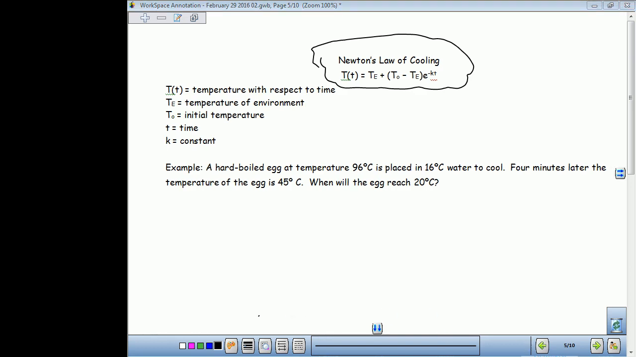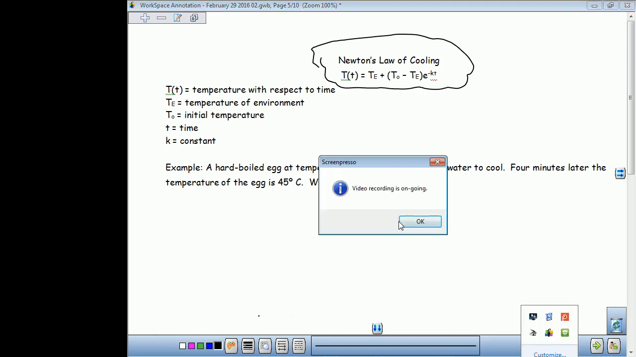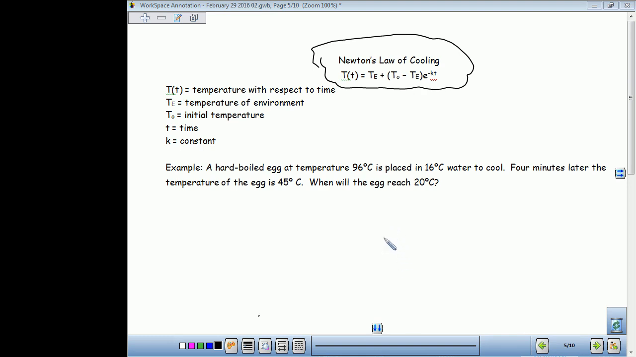Wait, did it start? Did it? Yes, it is. It's recording. Okay. All right, so we are currently recording.